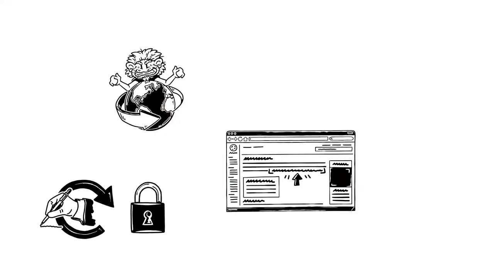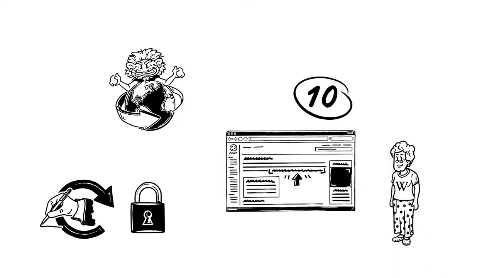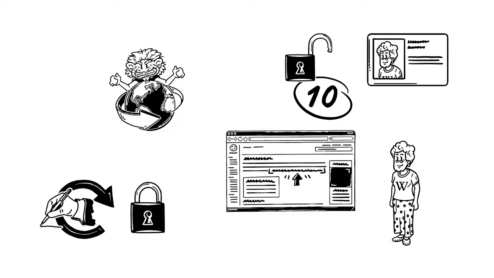To get this status, Lisa has to make at least 10 edits to unprotected articles. Also, her account has to be more than 4 days old.